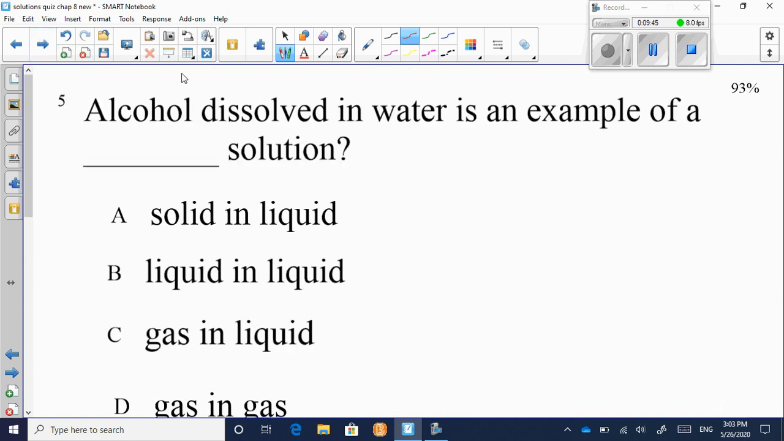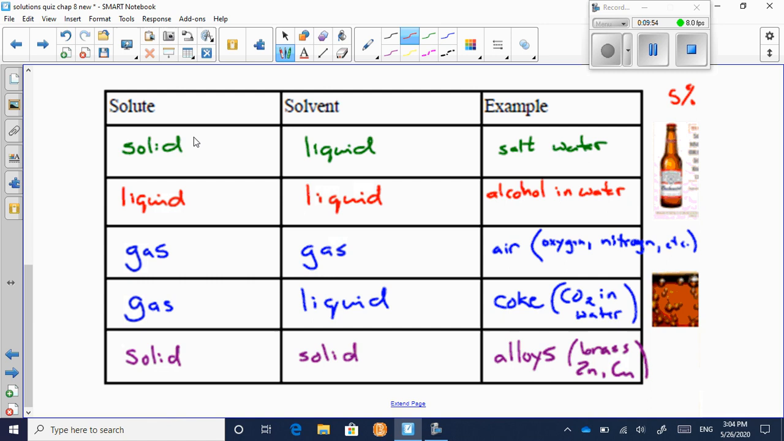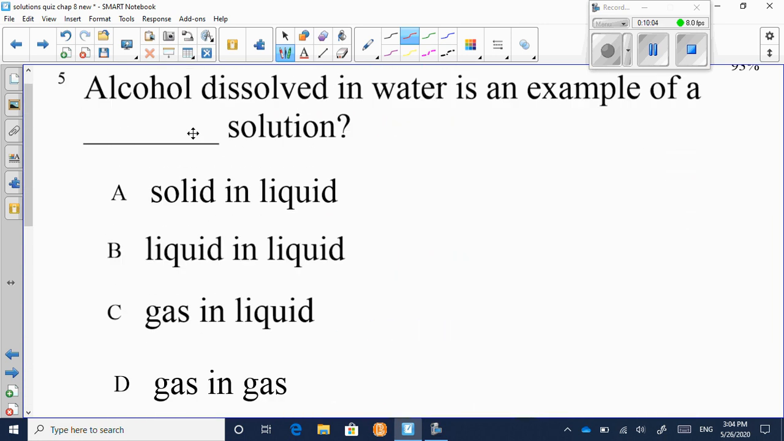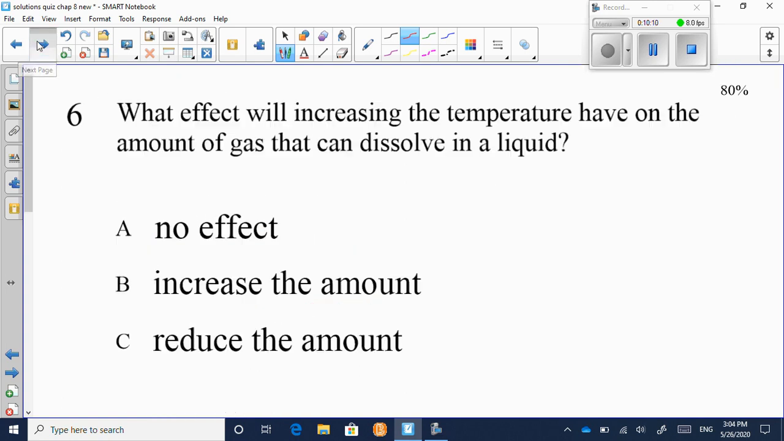Number 5, it says alcohol dissolved in water is an example of a blank. What type of solution? Well, here was the note. We did a few different examples of a solid into a liquid and a liquid into a liquid. And sure enough, the example I gave was alcohol into water, which is an example of a liquid into a liquid. So this one is B, and 93% of you got that one right.